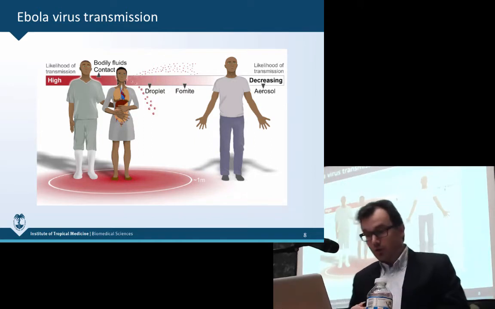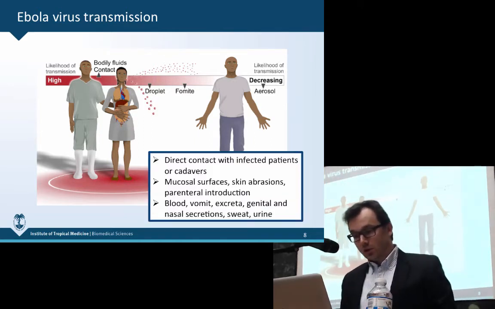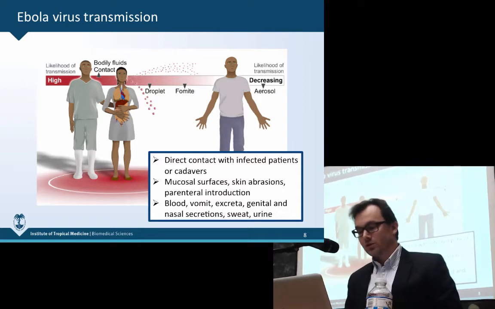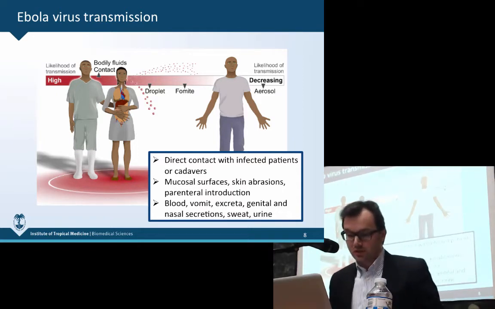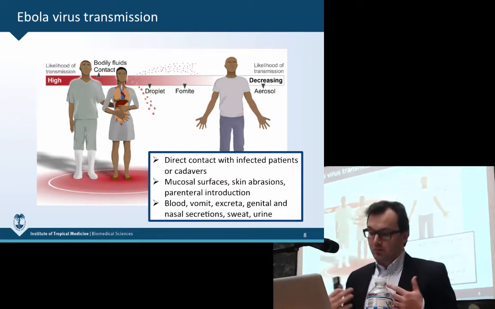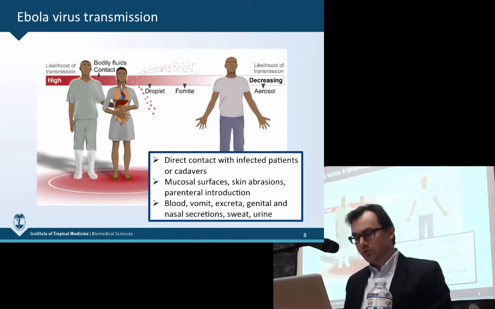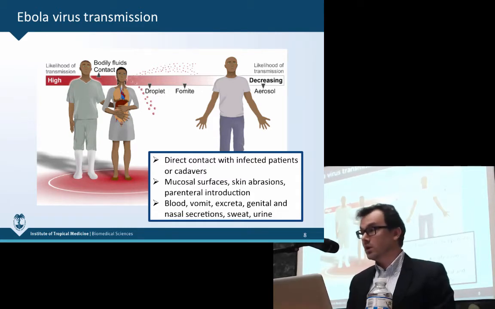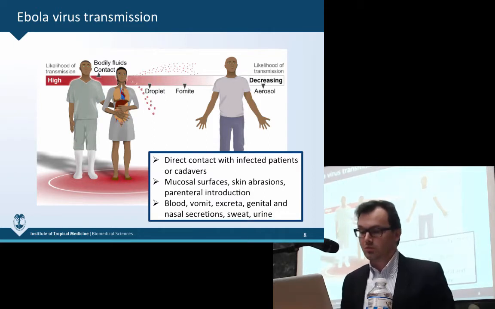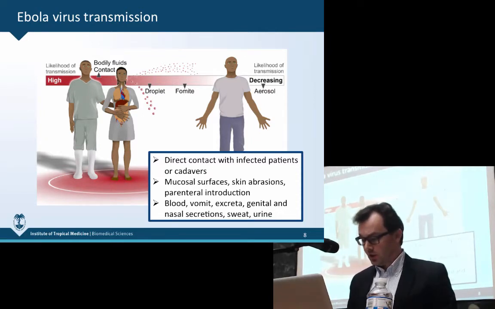Transmission, most of you know, of course, requires close contact or direct contact with infected patients or cadavers. Most infectious bodily fluids are blood, vomit, other excreta, genital and nasal secretions, sweat, urine. We also know that sperm contains virus and can be a reservoir that remains positive for Ebola virus quite a long time. And direct contact with mucosal surfaces or skin abrasions can cause these infections.